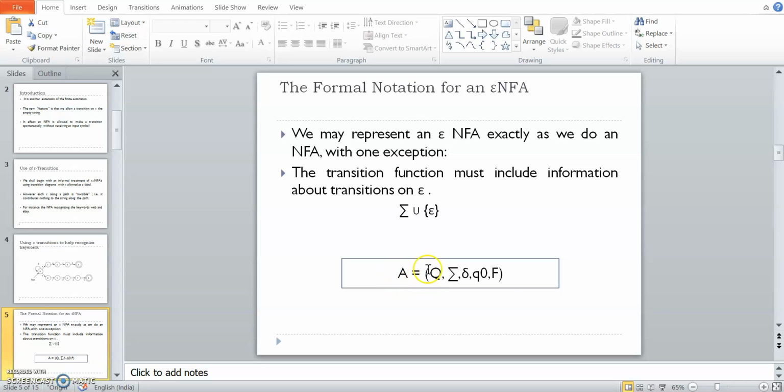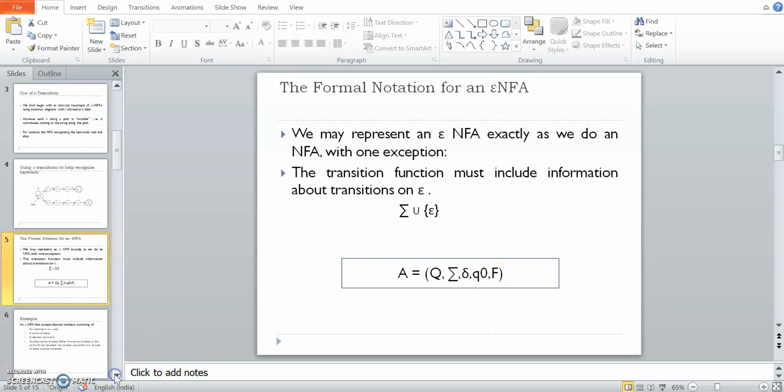That is the only change in the definition of epsilon NFA. Otherwise, it is the same 5-tuple: Q, sigma, delta, Q0, F. As we know, Q is a set of finite states. Sigma is the set of input alphabet or input symbols. Delta is the transition function, which remains the same for the epsilon NFA as well, now along with the empty string as one of the input symbols. Q0 is the initial state. F is the set of final states.